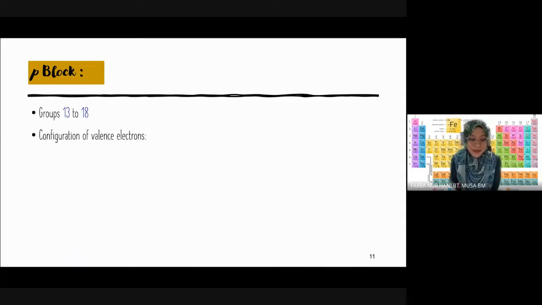Alright. Next, P block is from group 13 until 18. Remember yang sebelah mana? Sebelah kanan. Saya tengok betul ke? Okay, dia ada terbalik tu, saya pun confused the gambar from the screen. Okay, and then the configuration is from NS2 NP1 until NS2 NP6. Dia mesti valence electron itu configuration dia daripada NS2 NP1, maksudnya NS2 NP1, NS2 NP2 sampailah NS2 NP6.